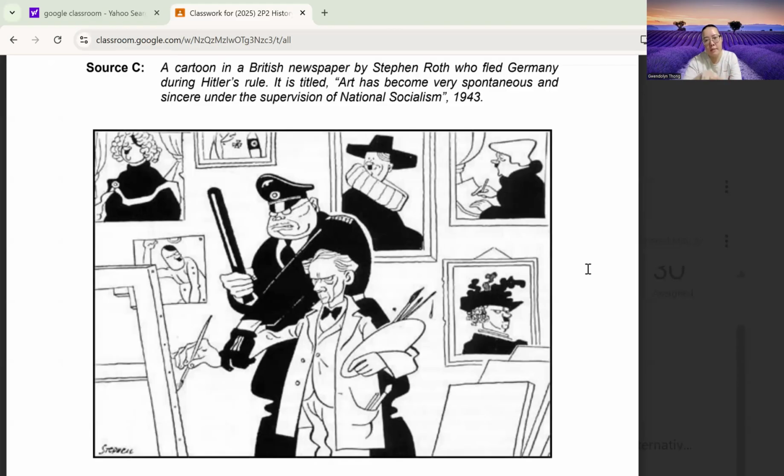Who is the largest person in the piece? Who's a slightly smaller person? Okay, because size does matter when we are looking at political cartoons, right? It emphasizes the symbolic differences.